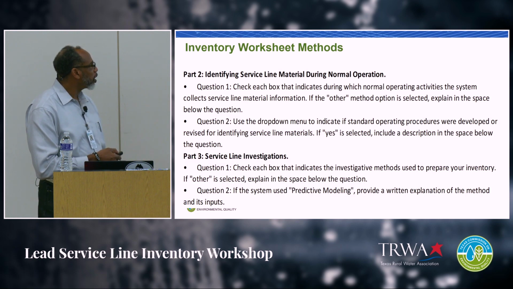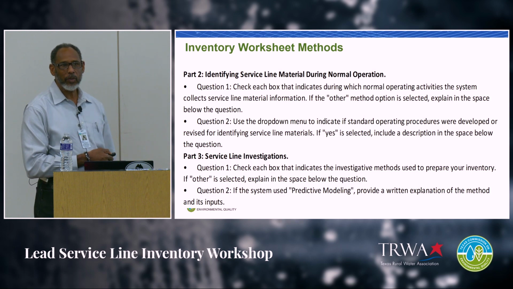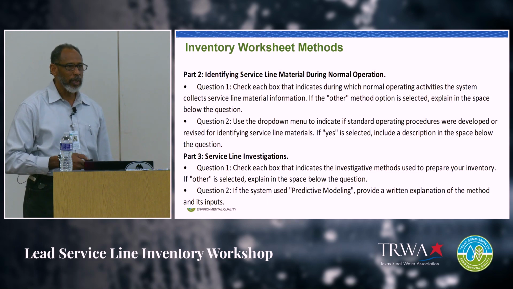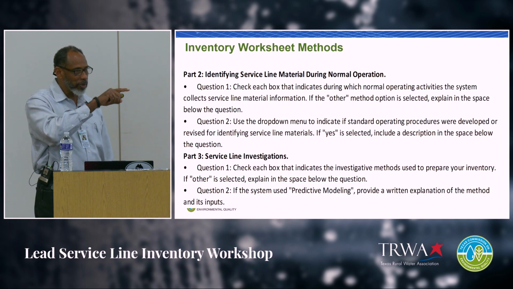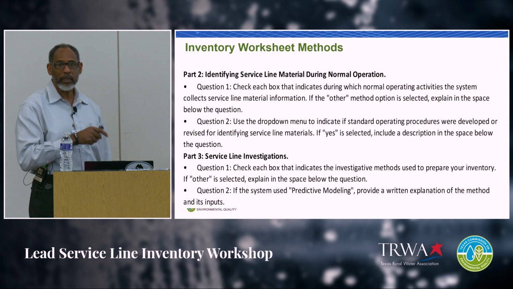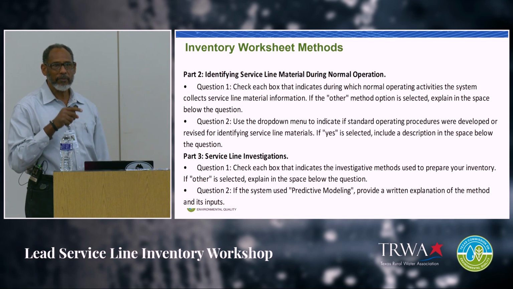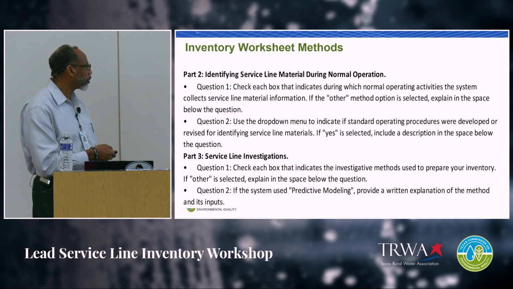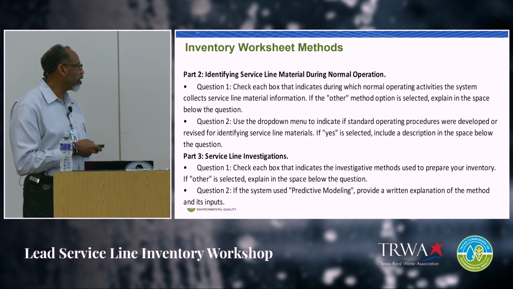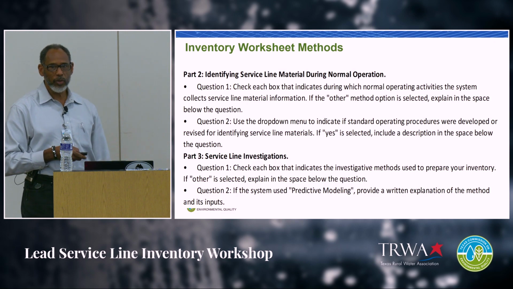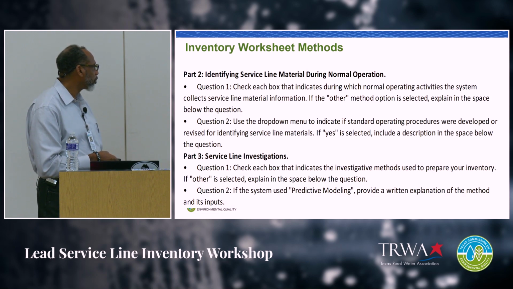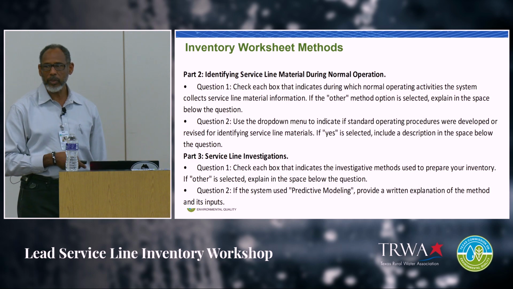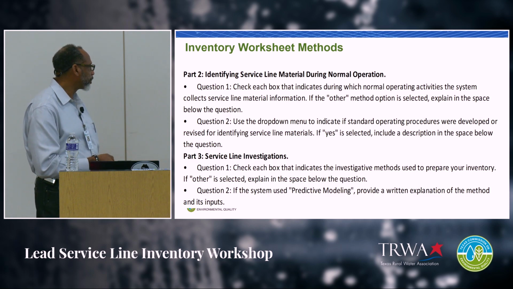Also, what you're going to see in the template is drop-down menus. Y'all are probably familiar with those. A lot of templates and software use them. So you'll see the little arrow pointing down. You pull that arrow down, and then you can select the option that best fits what you're doing. Service line investigations: check each box that indicates the investigation method that you used. So again, it'd be a drop-down menu for you as well. If none of those items fit what you did, then go with other.